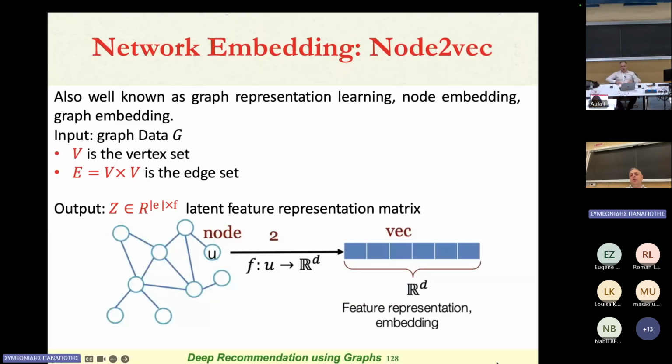In network embeddings, what we want is to express a node in a more compact representation. So here we have the node, and we want to express it in a more compact way, in a d-dimensional space, a space which has fewer dimensions. This is the idea of the node2vec algorithm.